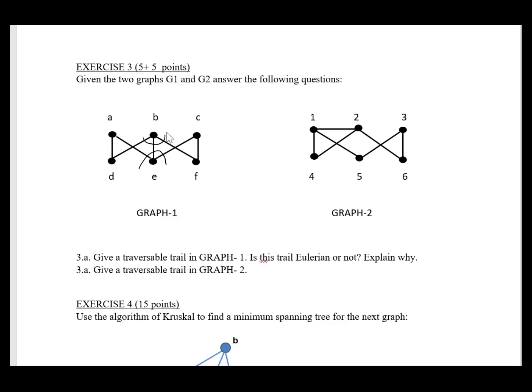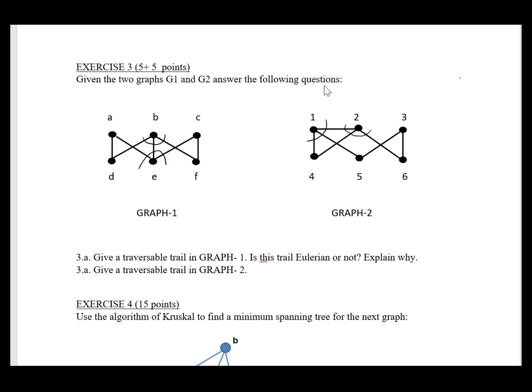So in graph 1 we should be able to find the traversable path, and in graph 2 we have an odd degree and all the others are even, which should be possible as well. So let's give it a try. Let's start with graph 1.